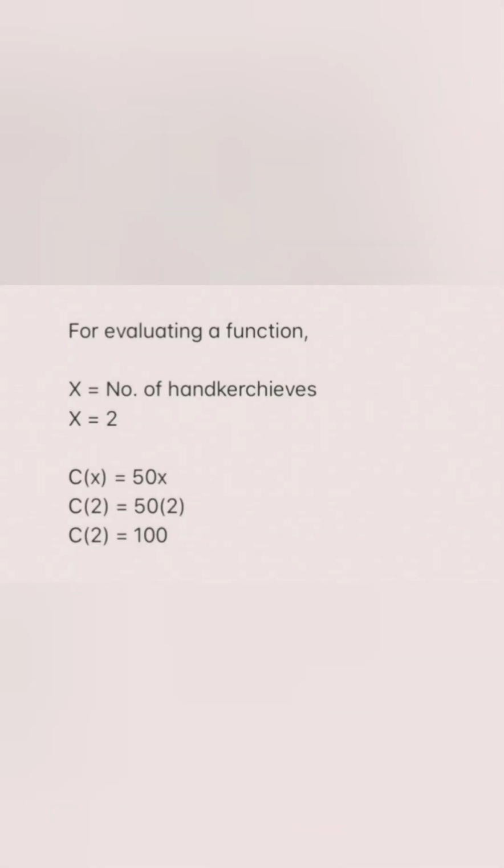Next, how much does Norma need to buy 2 handkerchiefs? For evaluating a function, x is equal to the number of handkerchiefs. In this problem, x is equal to 2. We will now use the function that we've made to determine how much Norma needs when she is buying 2 handkerchiefs from Perlin. C of x is equal to 50x. The cost of 2 handkerchiefs is 50 times 2. Our final answer is that the cost of 2 handkerchiefs is equal to 100 pesos.